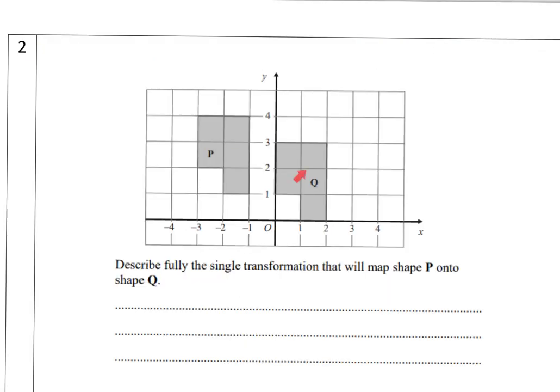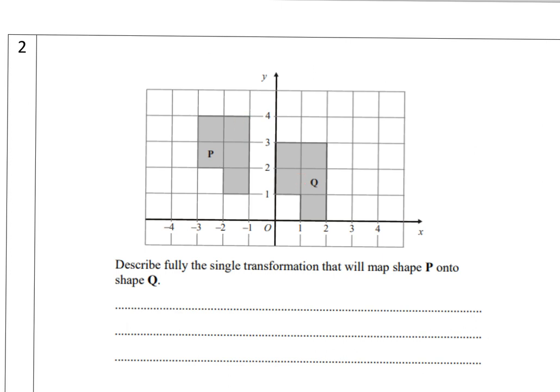What about if we have the original shape and its image? How do we find the column vector? This is a translation, because we slide the shape to the right and down. We need to find the column vector. When the question asks for a single transformation which maps B onto Q, this means you need to tell which type of transformation it is. Of course, this is translation. And we need to write the column vector.